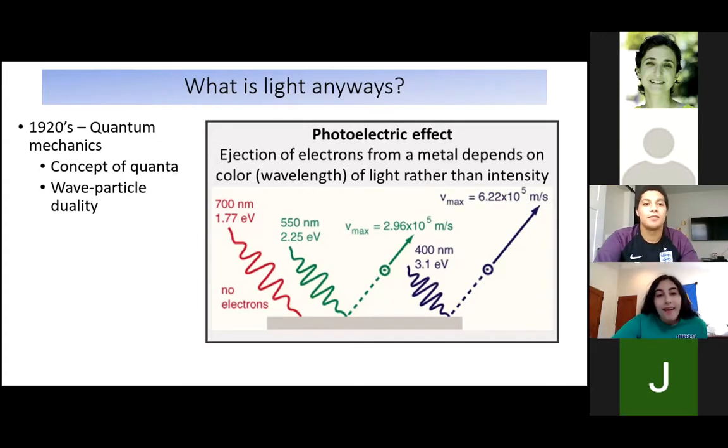And we have this really cool concept of wave-particle duality where light is a wave, but it can behave like a particle, and things that are particles like electrons and other forms of matter can behave like waves.